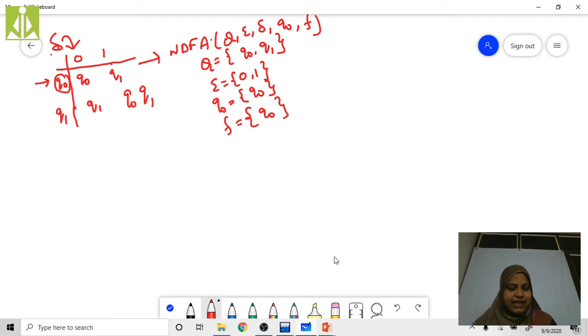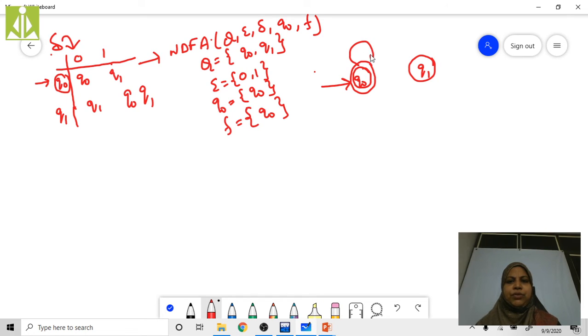Now, see here, I'll draw this transition diagram. Q naught is the initial state and final state. Q naught on 0, Q naught. Q naught on 1, Q1. Q1 on 0, Q1. Q1 on 1, Q naught, Q1, right?